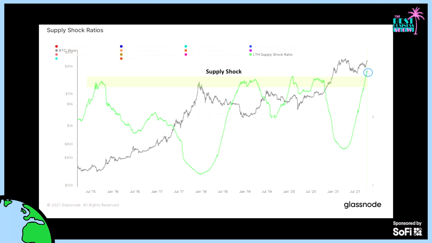Right. I mean, if I had to use one chart, I would also use the liquid supply shock ratio, but this one from a macro sense really speaks for itself, because you're taking a ratio of all the supply held by long-term holders to short-term holders, and you're taking a comparison of those. And so whenever the long-term guys lock up a certain portion of supply, you start to get this supply shock or supply squeeze effect in the market.